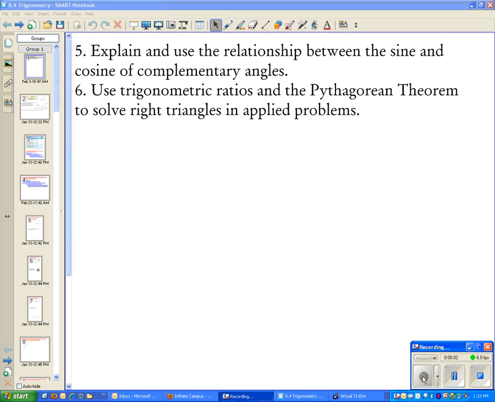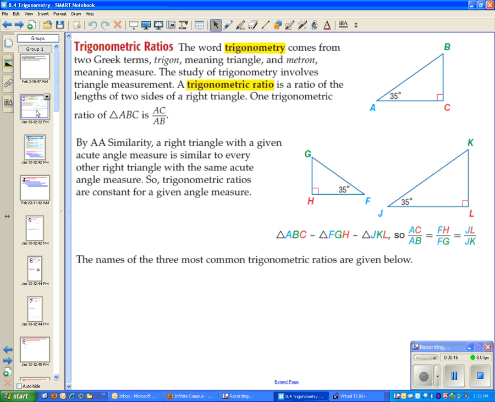Right, trigonometry, starting here on page 562. Now, the hardest part about trigonometry is getting over the vocabulary. Trigonometry sounds difficult, but it's not, especially when you break it down and see what it actually means. It says the word trigonometry comes from two Greek terms, one meaning triangle and the other meaning measure.